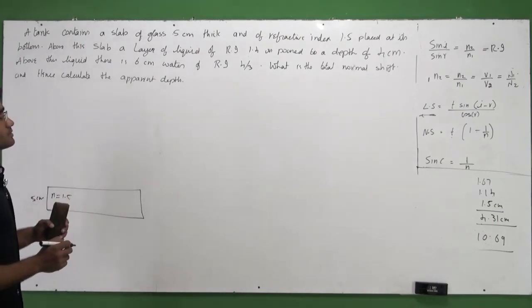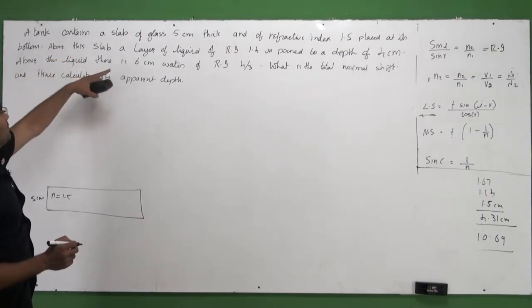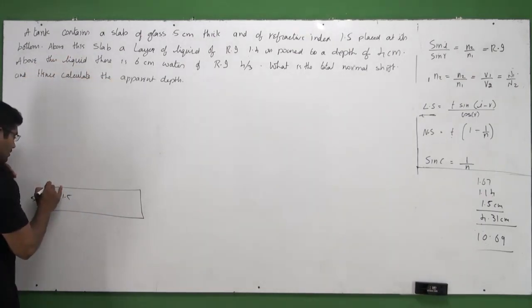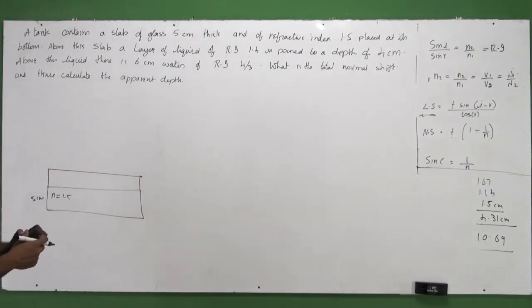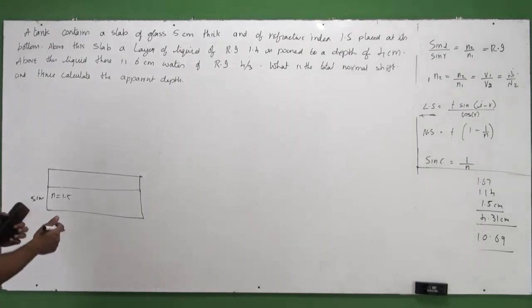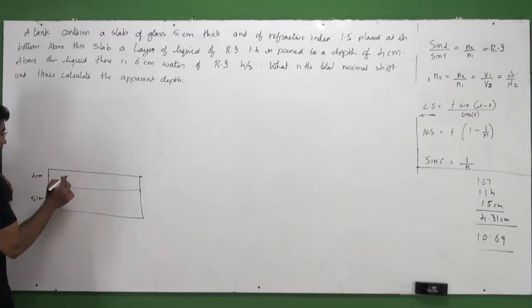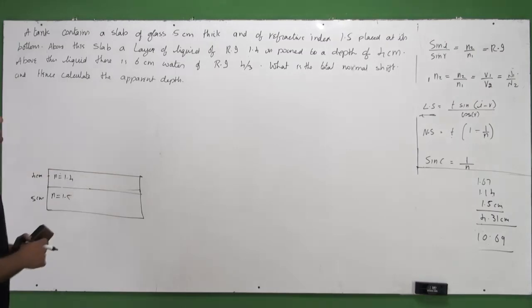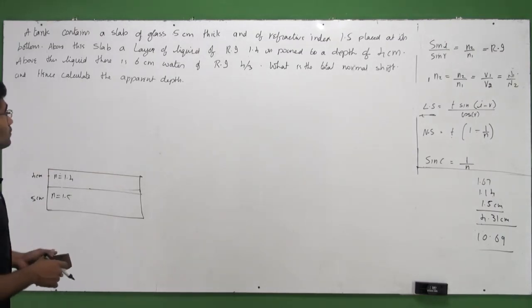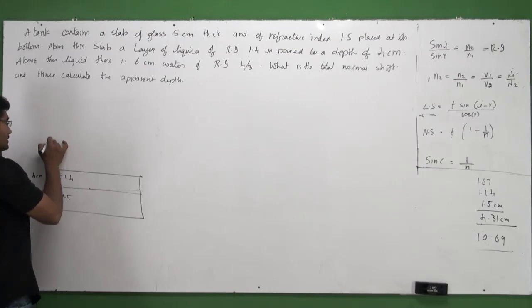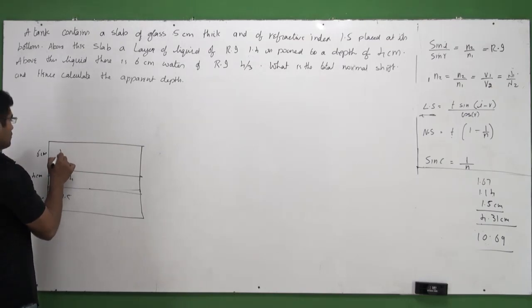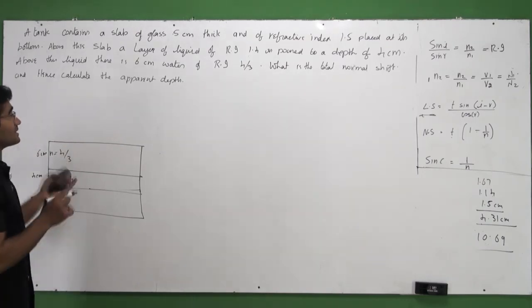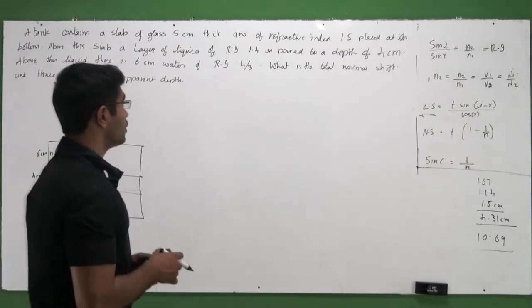The next thing is, placed at its bottom. Above this slab, a layer of liquid. It means above this slab there is another layer of liquid of refractive index 1.4, poured about 4 centimeters. So I can say this layer is 4 centimeters and the refractive index is 1.4. What is the next thing? It says above this liquid there is 6 centimeters of water. So above this you have 6 centimeters of water poured, and the refractive index is 4/3. We have this information given, and what is the total normal shift?